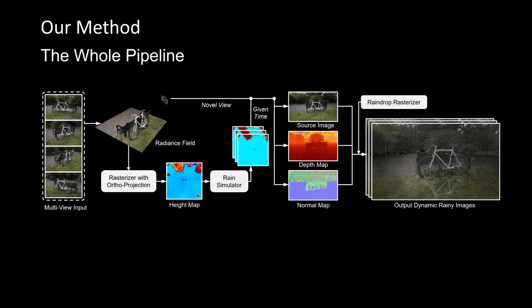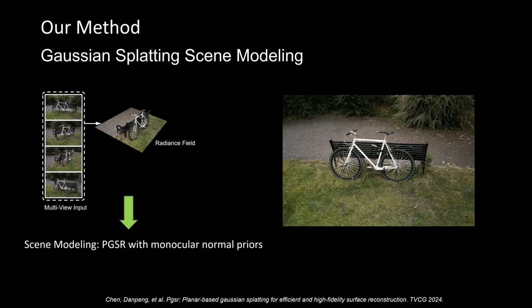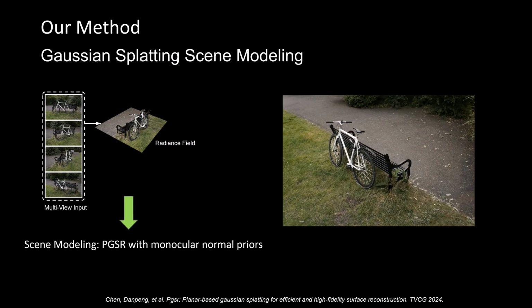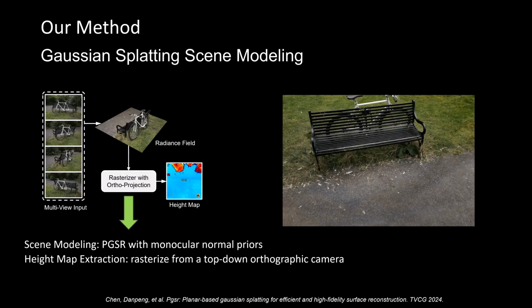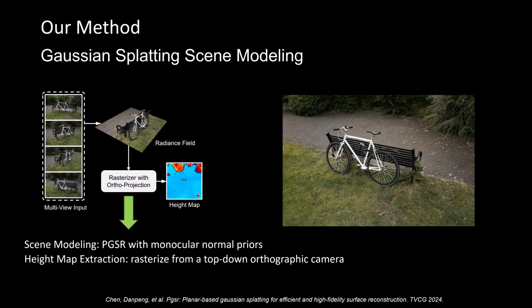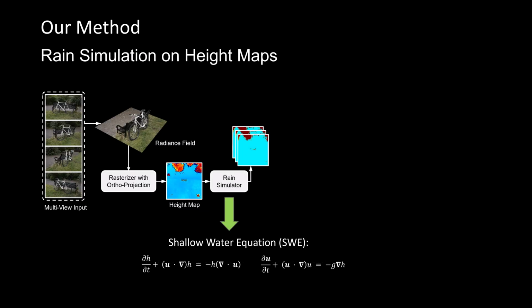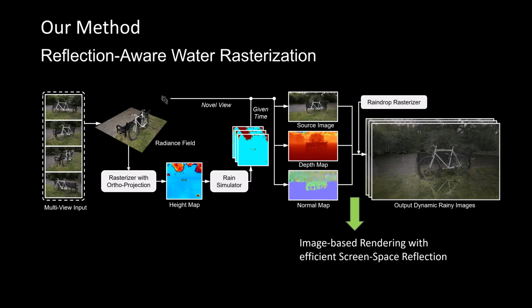Here's an overview of our pipeline. We start by feeding the multi-view images into PGSR to recover the scene's appearance and geometry. Then, we extract the height maps by rasterizing the reconstructed scene from a top-down orthographic camera. Next, we use shallow water simulation to synthesize dynamic water accumulation and ripples. It's much faster than particle methods because it bypasses complex inner geometry. Finally, we synthesize reflections and refractions using efficient screen-based ray tracing, and blend all these elements to produce dynamic rainy effects.